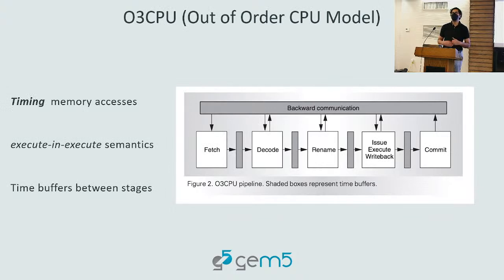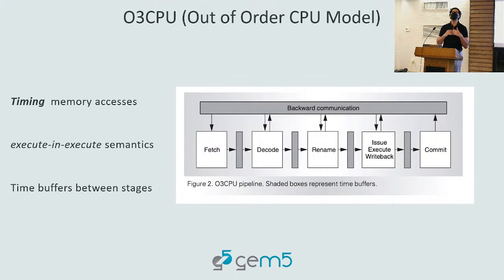Then we have a more detailed CPU model, O3 CPU, which really models an out-of-order pipeline. The pipeline that it is really based on is, I think, the Alpha 21264, which is from the 90s. So it's a pretty old out-of-order processor, but that's what gem5's out-of-order CPU is really based on. It primarily has seven different stages where issue, execute, and write back are all combined in a single stage.